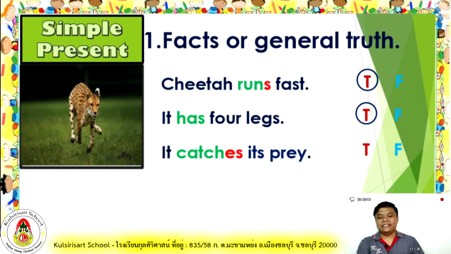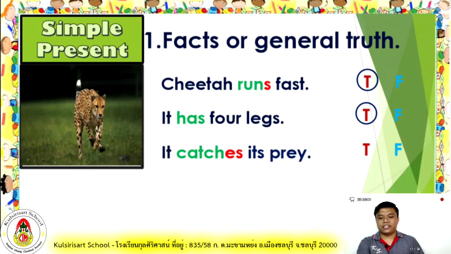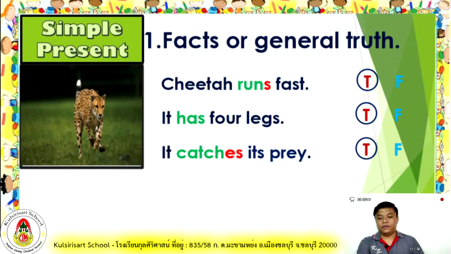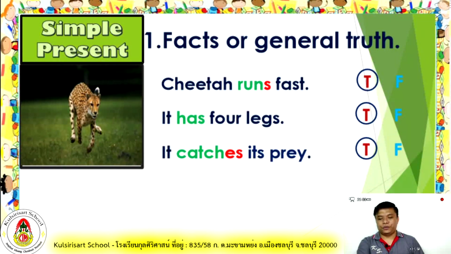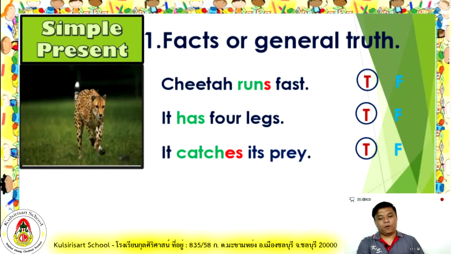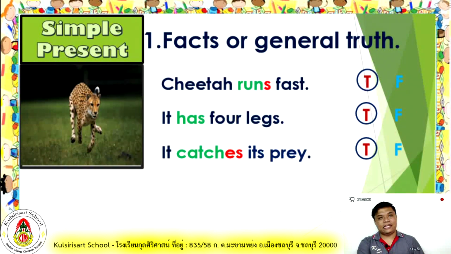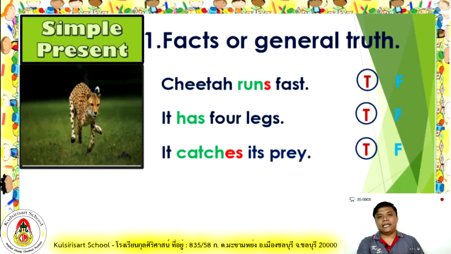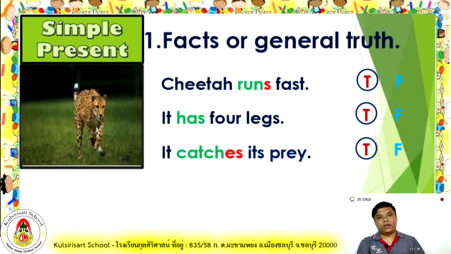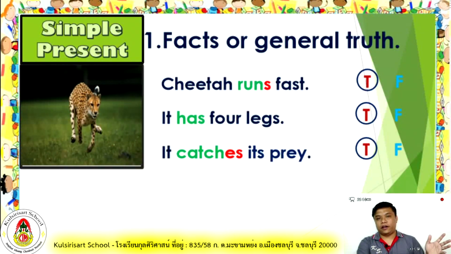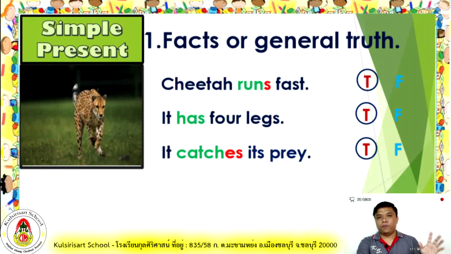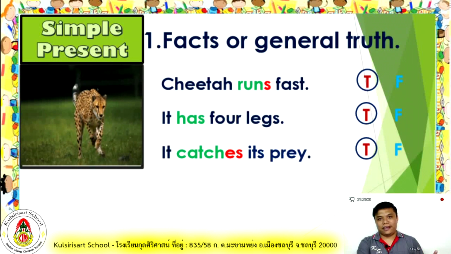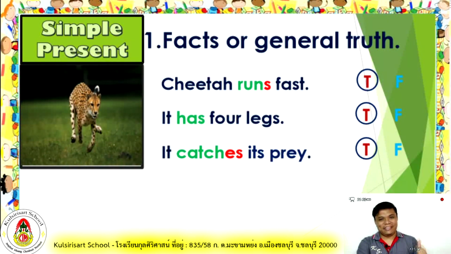And lastly, the last example, it catches its prey. Is it true or false? It's true. Our infinitive form of the verb is catch, but we added es because the last letters of our verb are C and H. I will not give you more examples about this, but later on in our Zoom videos, I will give you more examples in adding S or ES to our verbs. Okay? Don't worry about that. I know you can do it.